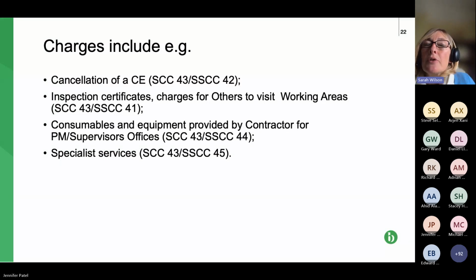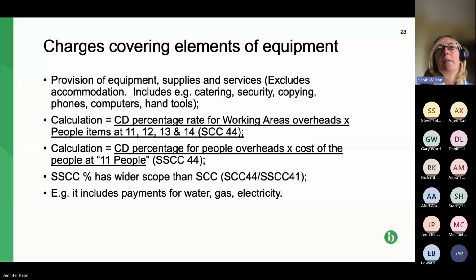It includes the cost of cancellation of a CE. It includes inspection certificates, charges for others, so they're contractors' people to visit the working areas. And it includes those consumables and equipment provided by the contractor for the project manager or supervisor's offices if that's required. So if we can move on to the next slide, please.